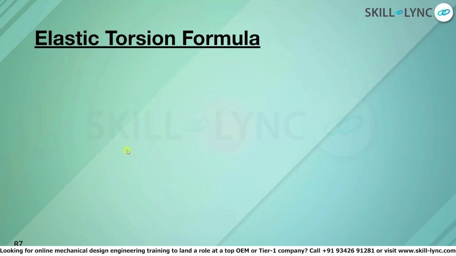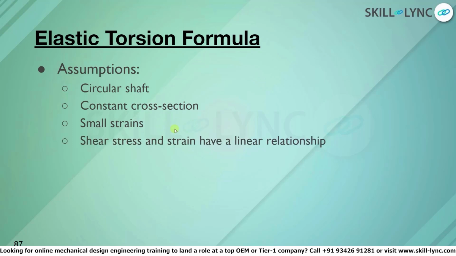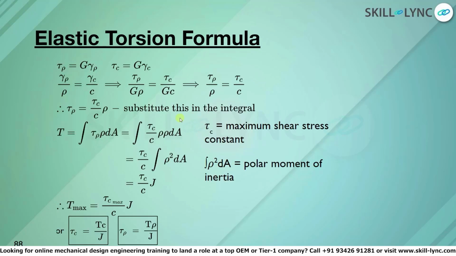Now that we have the relation between rho and gamma rho, we'll go into finding the elastic torsion formula. But before finding the elastic torsion formula, we need to address some assumptions. The first one is that the shaft undergoing a torque is circular and has a constant cross section. The value of strain and the value of angle are small. Finally, shear stress and strain have a linear relationship, which means it falls under the proportionality limit.